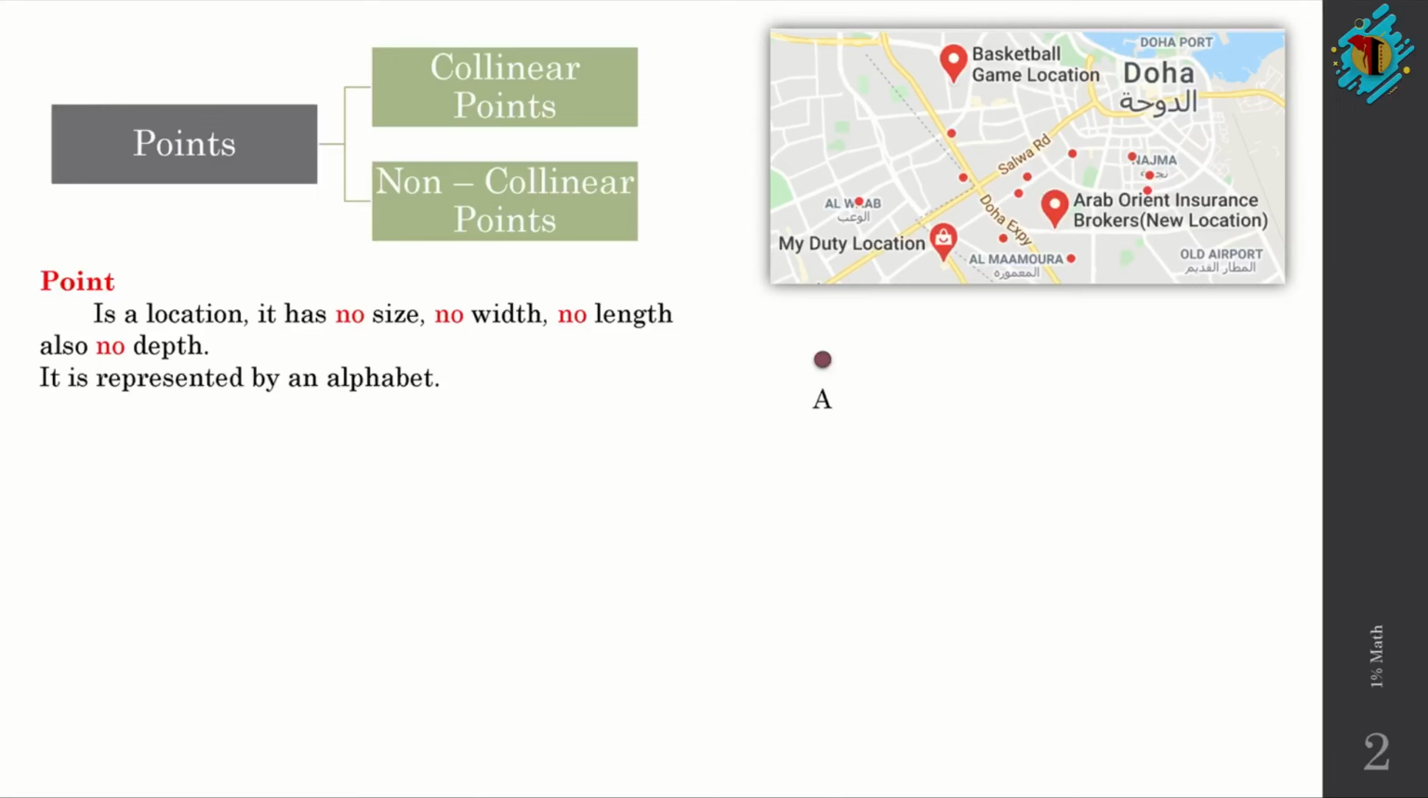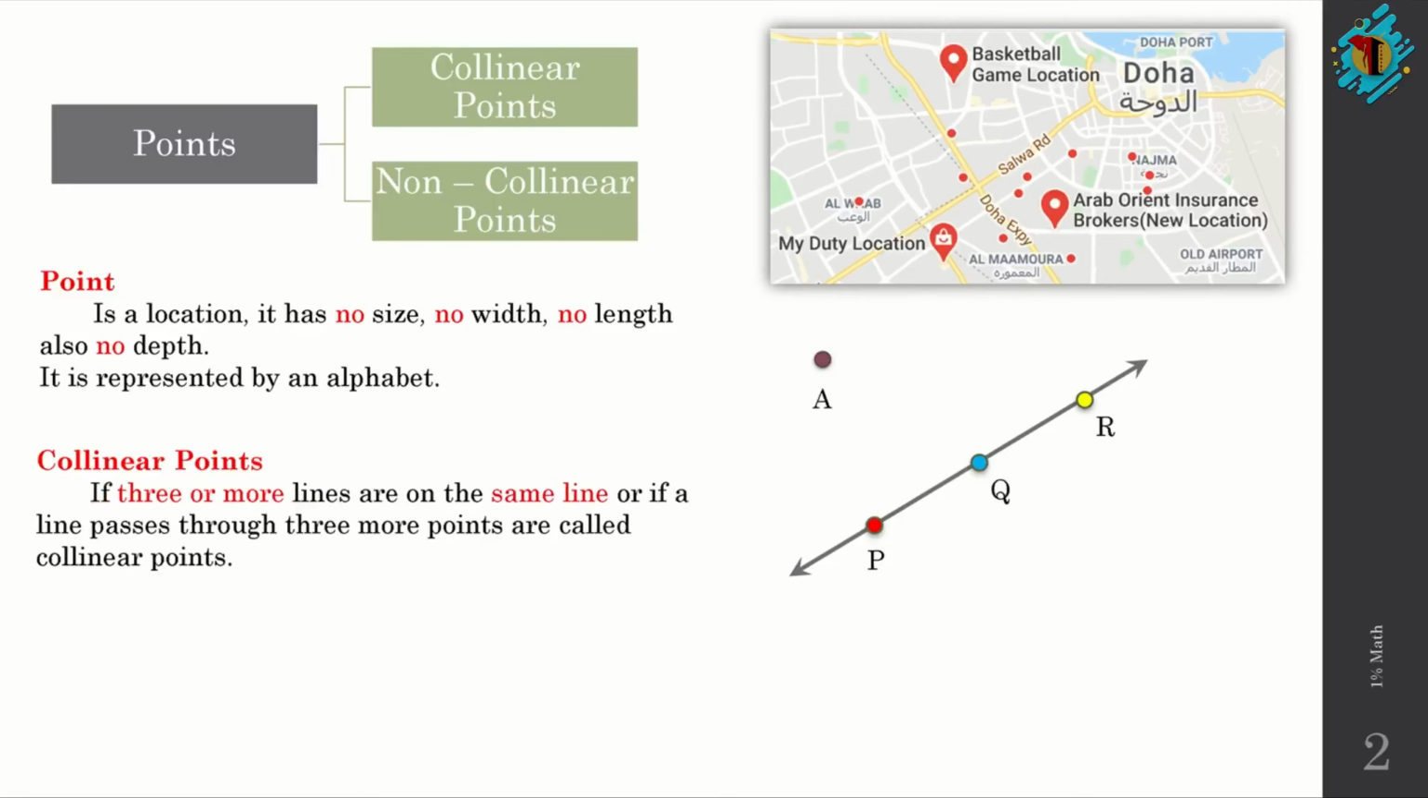So let us continue with the collinear points. In the collinear points, you can see I have drawn 3 points with 3 different colors. If I draw a line, this line passes through all the 3 points P, Q and R. So such points are called collinear points. That means 3 or more points, if they are on the same line.